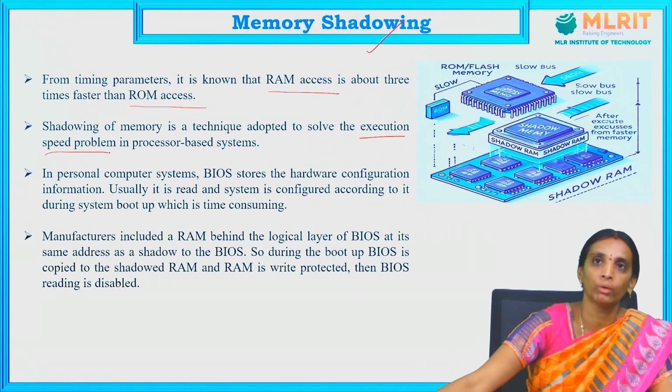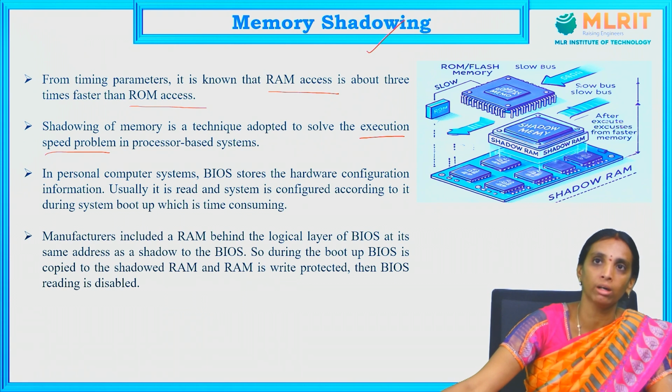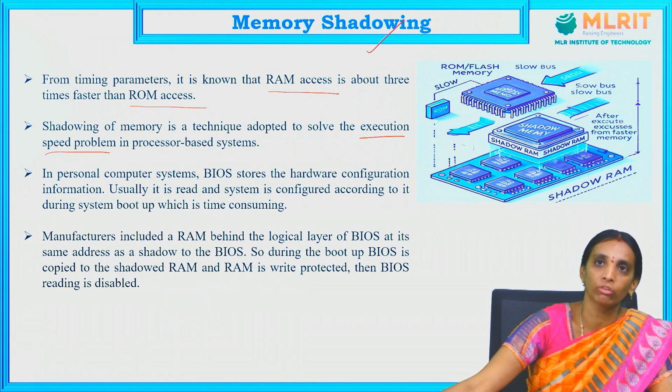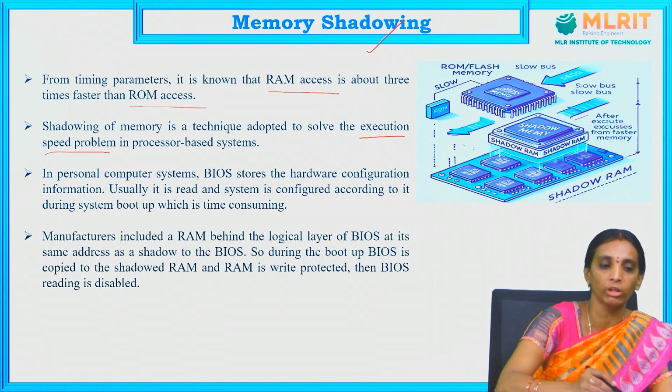So that means whenever for particular processes in the OS we want to execute very quickly, the execution time should be very low for OS running programs. For those programs we need to run the process very fast, and for that we can use the memory shadowing concept.